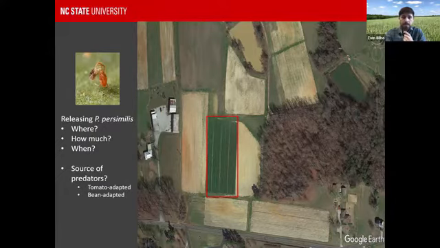And then, for some instances, like with Persimilis, you may need to know the strain of those Persimilis, whether they were pre-adapted on tomato or a different plant like bean. I won't talk about that much here, but if you're curious about it, definitely ask a question and I can elaborate on those strains.